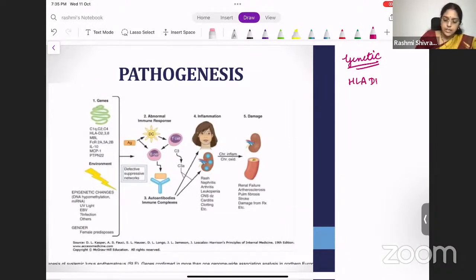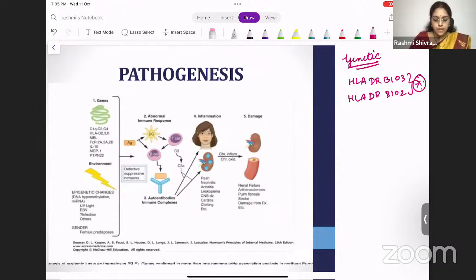In that, HLA-DRB1*03 and HLA-DRB1*02. These are very, very important. HLA-DRB1*03 and HLA-DRB1*02. This HLA predominance is very, very important. This predisposes the patient to develop SLE, right?